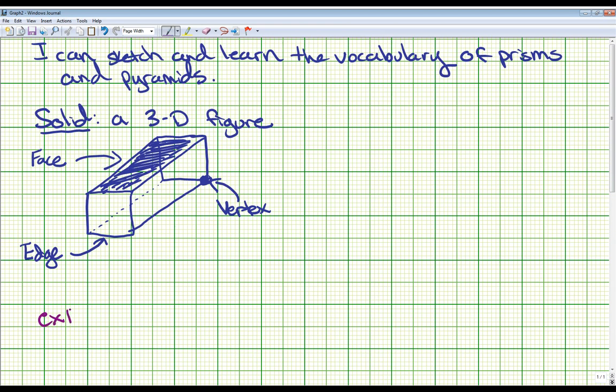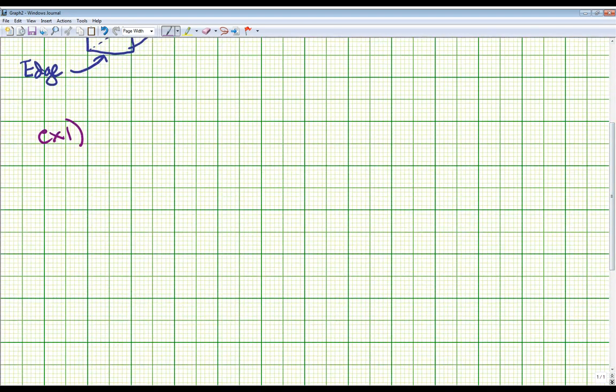Example 1 is just talking about this vocabulary that we just discussed. So example 1 is finding the number of faces, edges, and vertices. It says find the number of faces, edges, and vertices of the solid. And you have a pink solid there. We're going to try to draw that actually in our notes. And I'll help you because not everybody is artistically inclined to drawing 3D shapes.